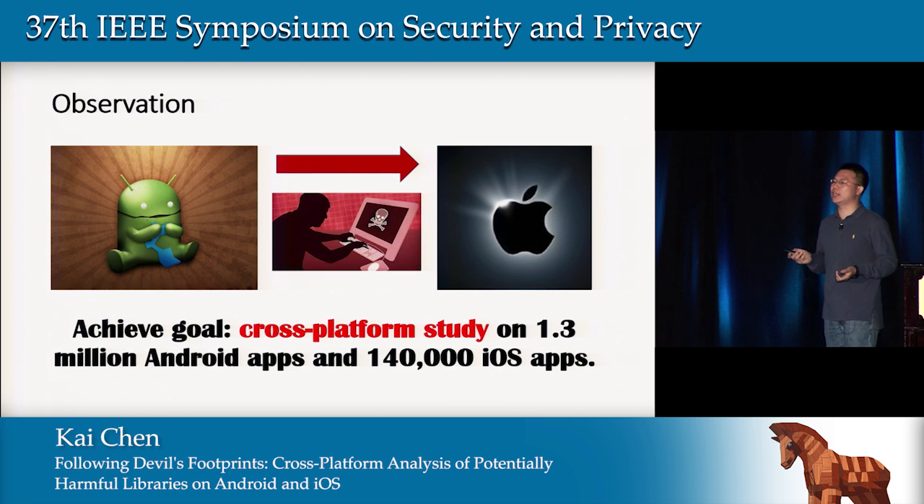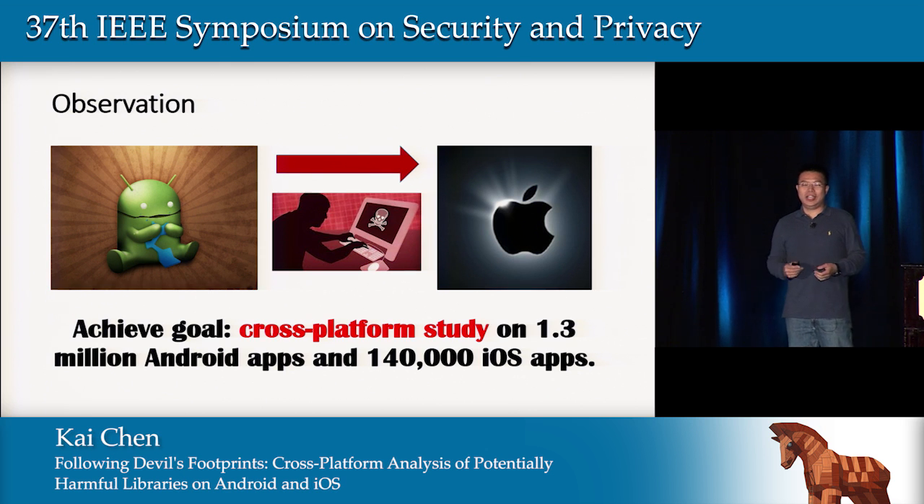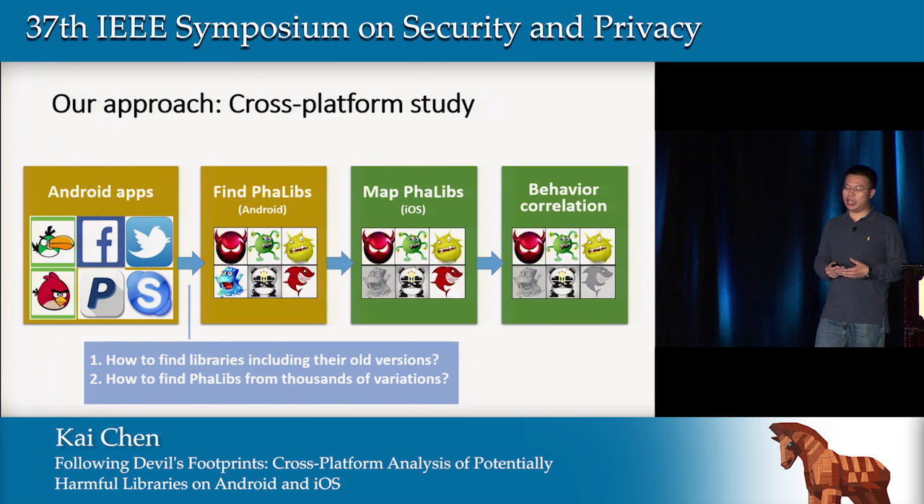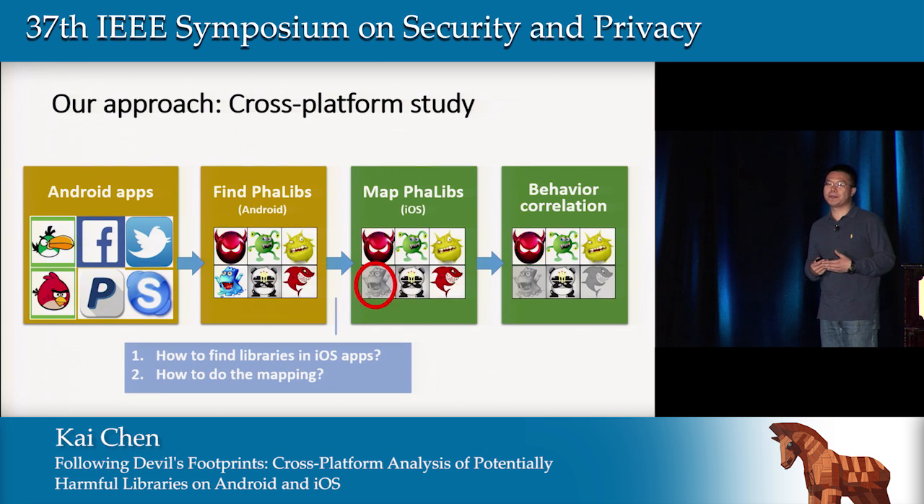In the end, we achieve our goal. We do a large cross-platform study on 1.3 million Android apps and 140,000 iOS apps. The study has four steps. The first one is to collect Android apps and extract the libraries from them. The second one is to check for potentially harmful libraries among those we have found. The third one is to do this mapping to the iOS side.